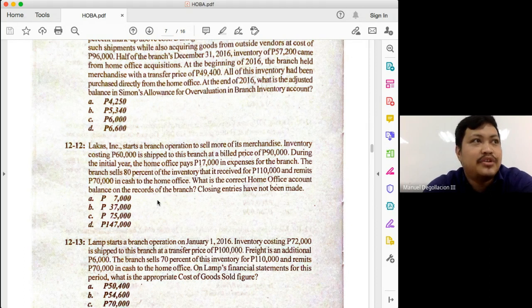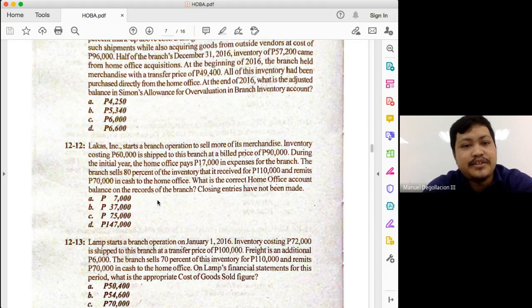And to balance out your entry, you will have to have another credit to allowance for overvaluation in the amount of 30,000. Okay, but one thing is clear, the amount that enters your reciprocal accounts would be the billed price. Okay? So as of this point, the balance of our home office account is 90,000.